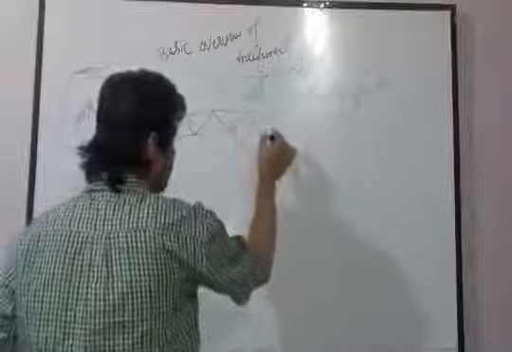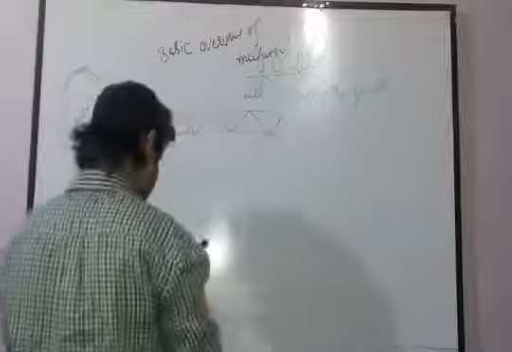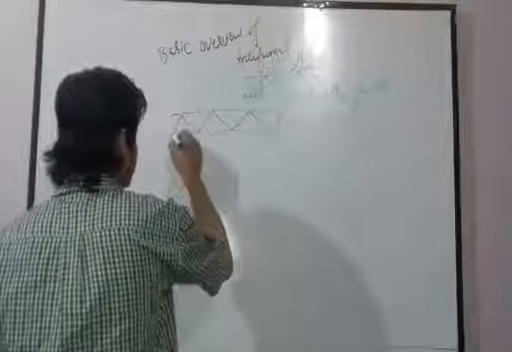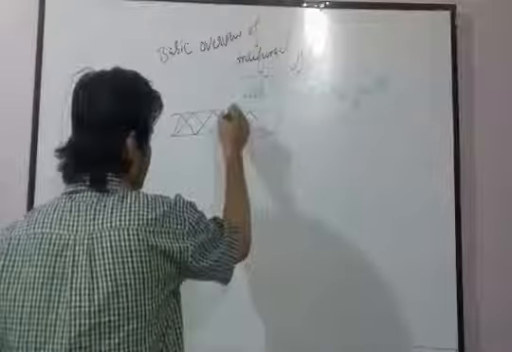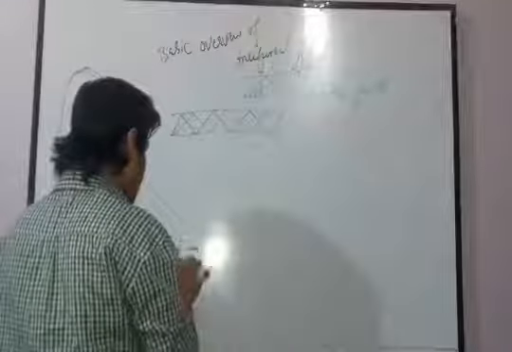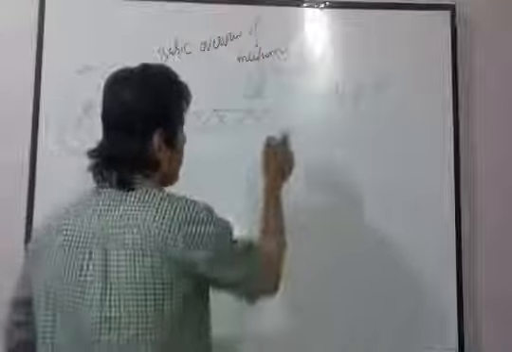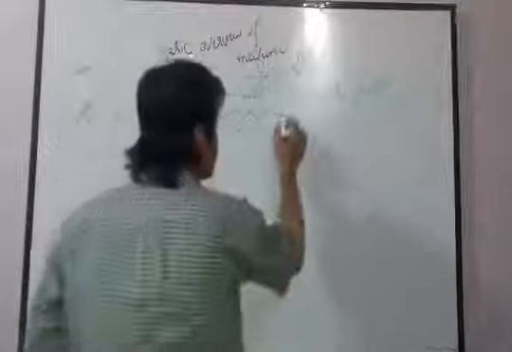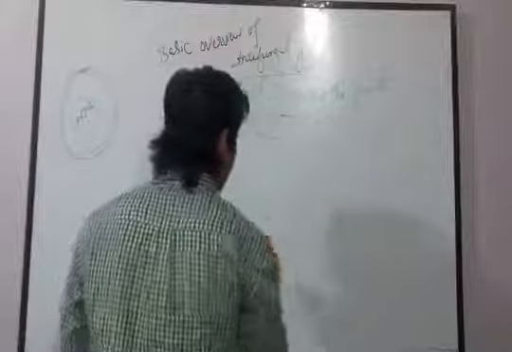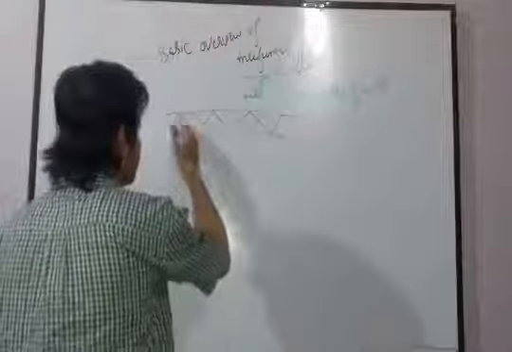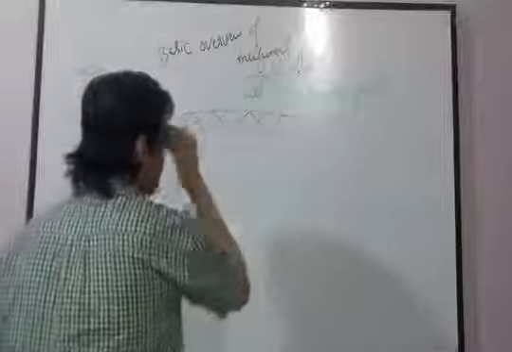Beta 1,3 and beta 1,6 glucan. This blue one represents the beta 1,3, let's suppose, and this green one represents beta 1,6. So the cell wall will be just like in this form. Now this is the cell wall of the fungi. Now we can say how all these will be synthesized.